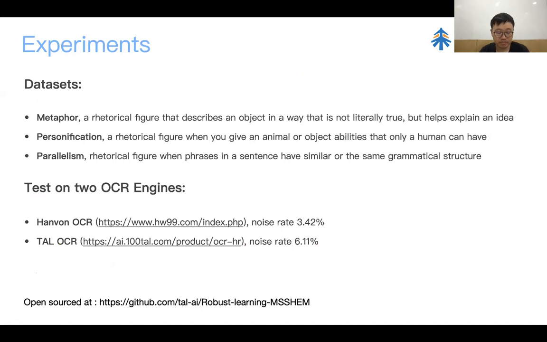Okay, so in the experiment part, we use datasets in an educational scenario. We actually have three datasets, all about rhetoric figures: a metaphor dataset, a personification dataset, and a parallelism dataset. We test the results on two public OCR engines, listed here, and the noise rates for these two OCR engines are different. The first one, the Hanver OCR, has a noise rate of about 3%, and the Tau OCR engine is about 6%. We also open source all the data and the code at the following address. Please see our code here.